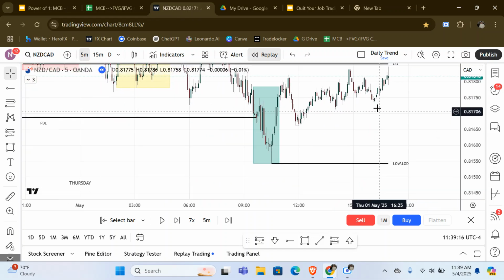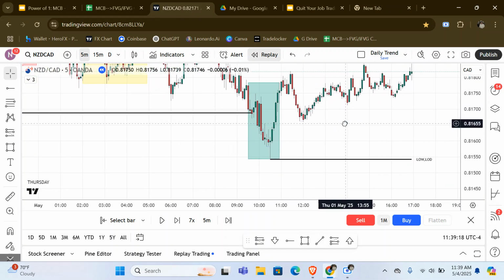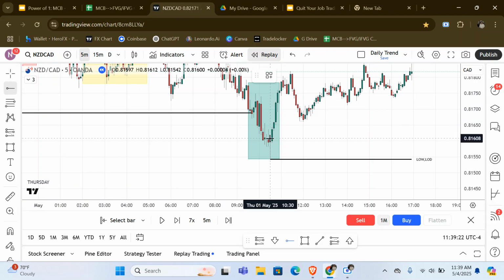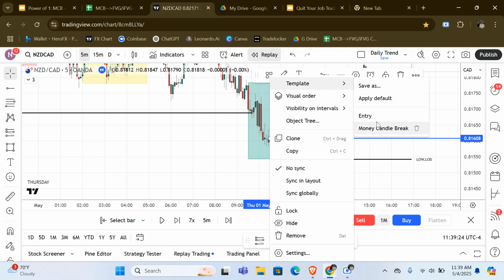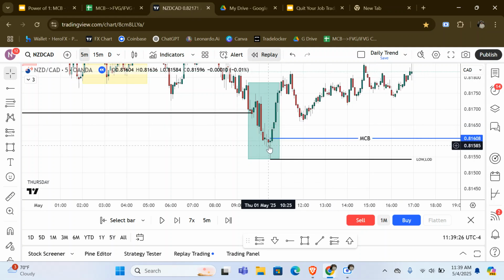So this is our trading day here. This was a USA session trade. That's fine. Sometimes it'll happen in US. So here's the money candle right here. Price closed above the money candle at 10:40 a.m. Eastern Standard Time. Okay, so that's our confirmation.